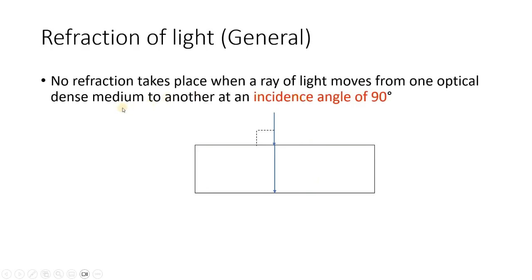You must always also remember that no refraction will take place when a ray of light moves from one optical density medium to another at an incidence angle of 90 degrees, meaning that when this light strikes the new medium at a right angle, it can slow down if this medium has got a higher optical density, but there will not be a change in direction. So the light will just slow down a little bit, but it will continue to move in a straight line.